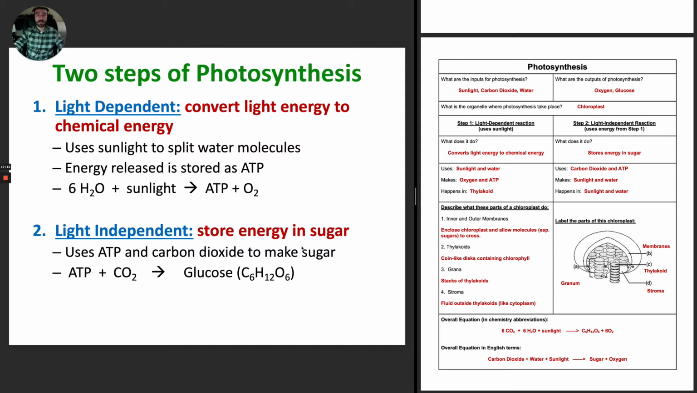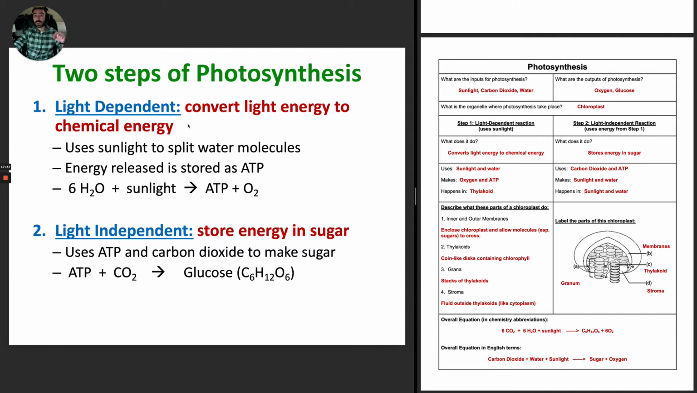Now, like I said, there are two steps of photosynthesis. I think I'm going to go for this all in one big lecture. I think we'll make it happen. So photosynthesis is two steps: the light dependent and light independent. As the name implies, the light dependent depends on having the sun. It uses sunlight. The light independent can happen without light.